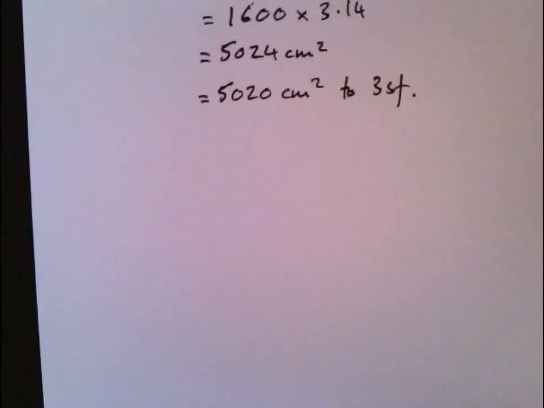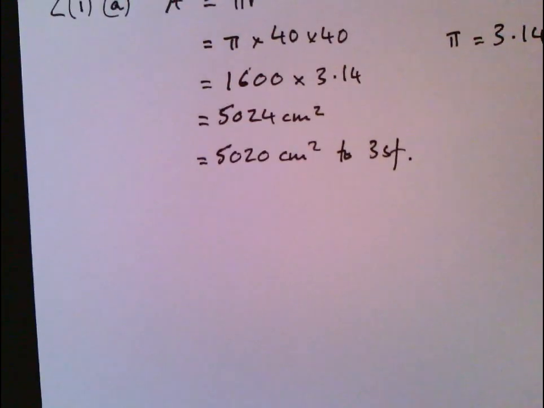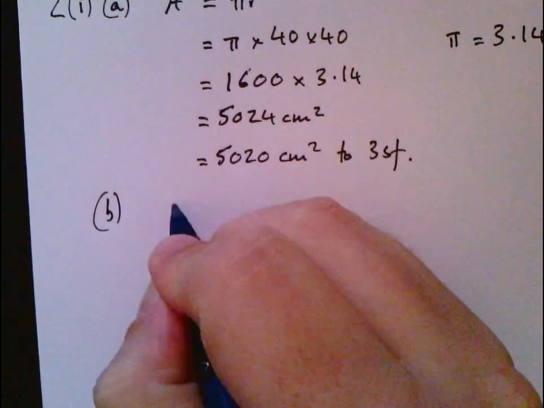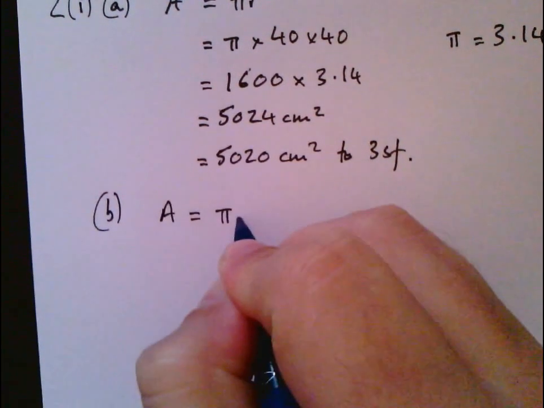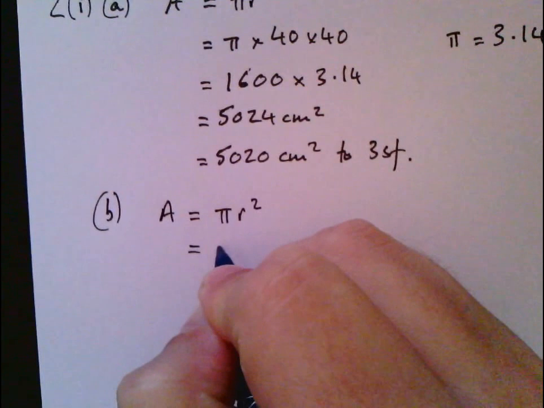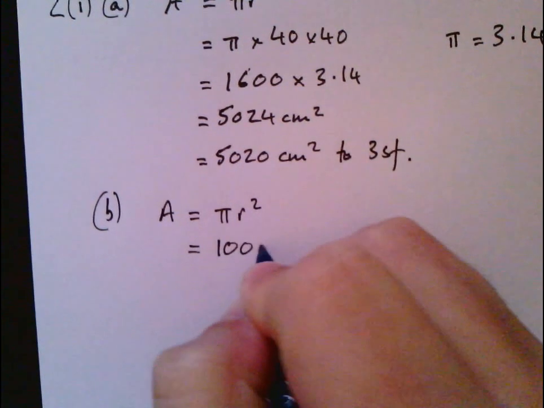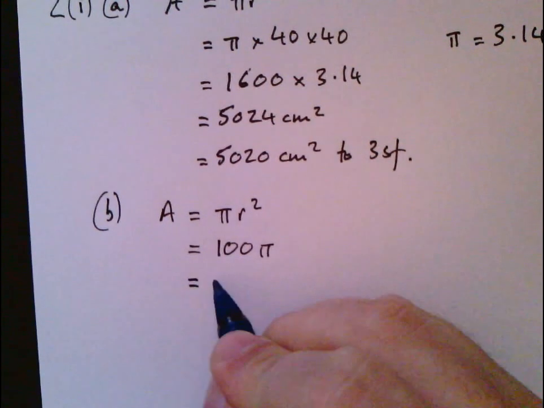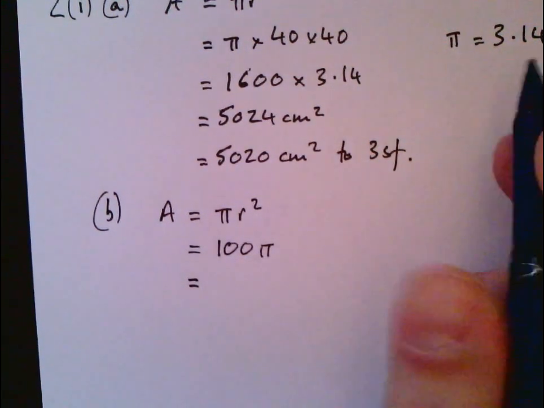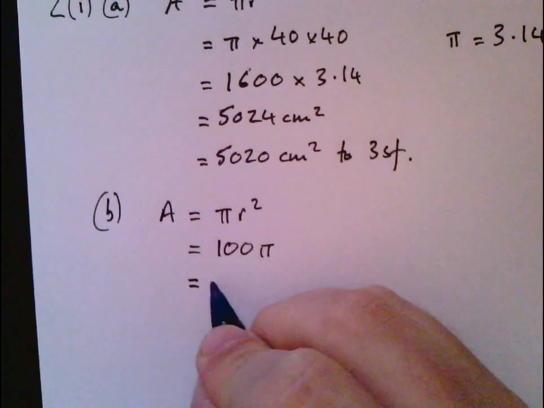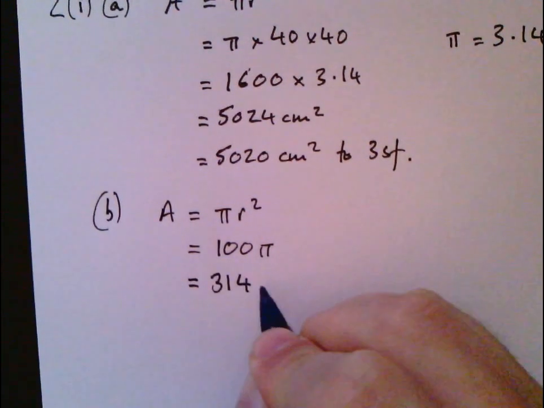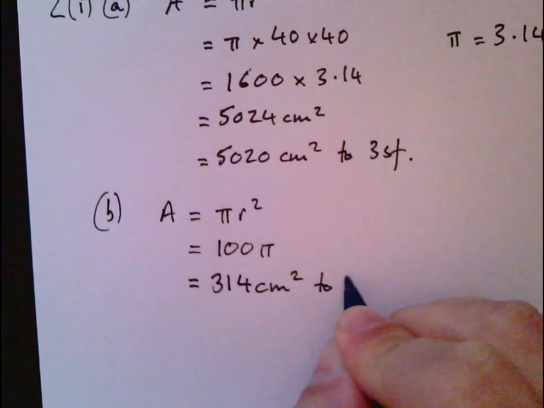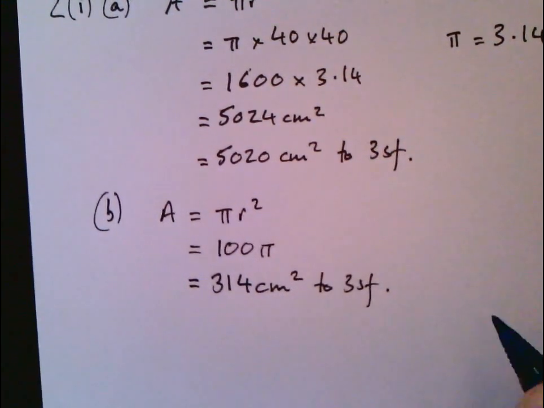Great. Next question, question B, very much the same, just with a radius of 10. So in this case, area is pi r squared, which is 100 pi. Radius is 10. 10 squared is 100, which is going to be, if I'm using 3.14, 314 centimeters squared. That is already to 3 significant figures.